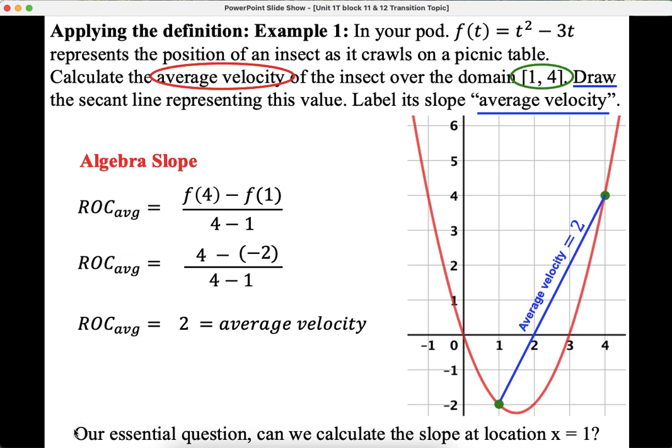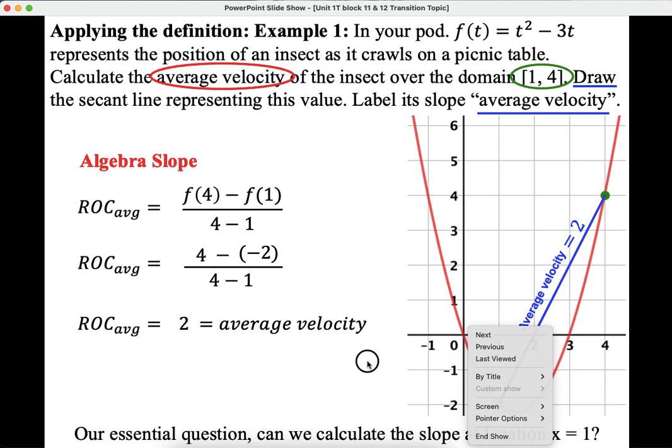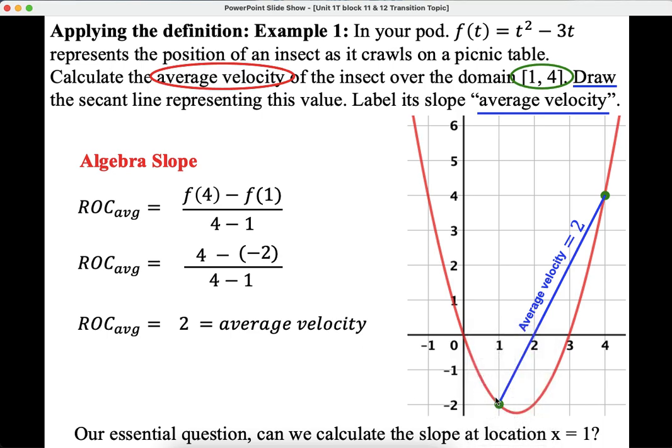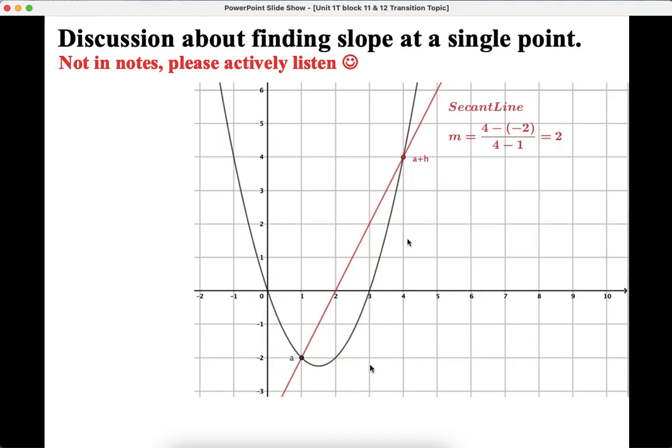Okay, so here's our essential question as it pertains to this example. Can we calculate the slope at location x equals 1? So if we're going to use just one point, that means we no longer are talking about a secant line, but we're talking about a tangent line. And if you can estimate a tangent line, right, tangent touches the curve in one point. If we try to draw a tangent line here, that definitely doesn't have a slope of positive 2. In fact, the tangent line's slope is negative. So it's a very different answer. So the question is, how do we get that answer?